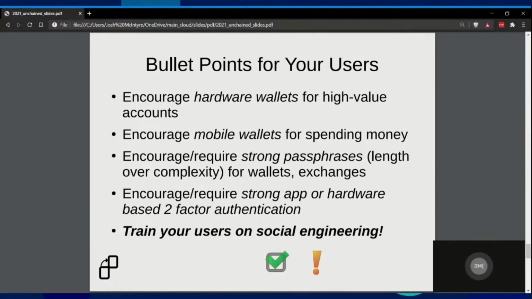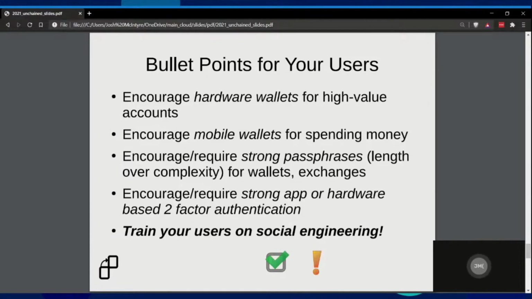I like to go with 20. I think 20 is even an ideal starting point for password security. This encourages people to use password managers. Encourage or require strong app or hardware-based two-factor authentication. Again, use modern standards like TOTP for auth apps, or use U2F or FIDO for hardware keys like YubiKey.